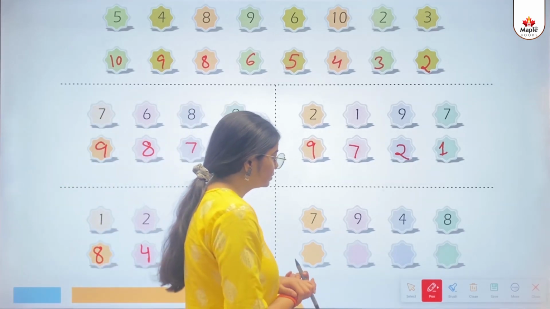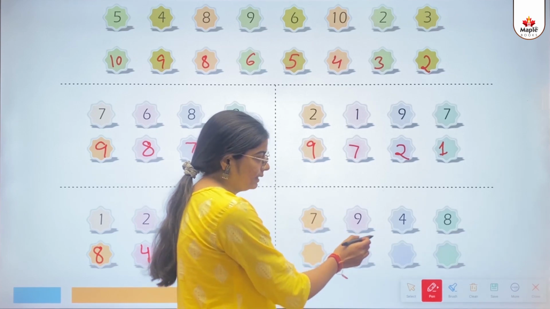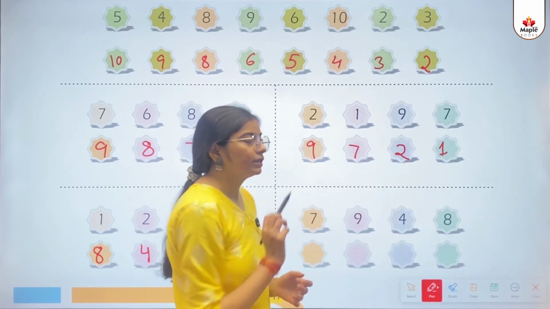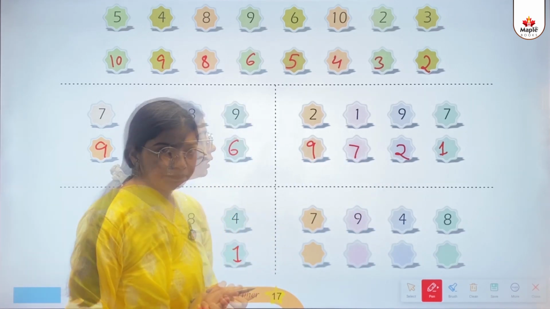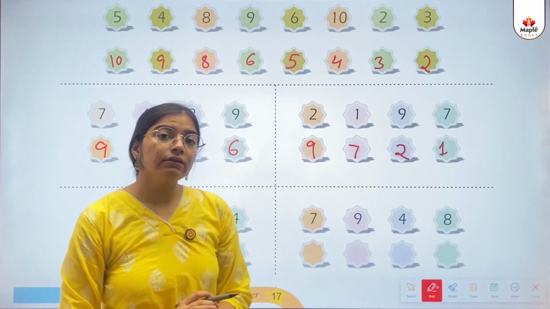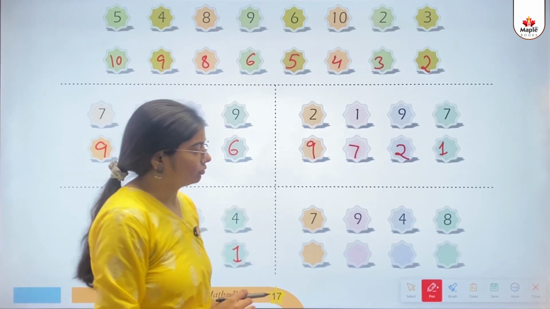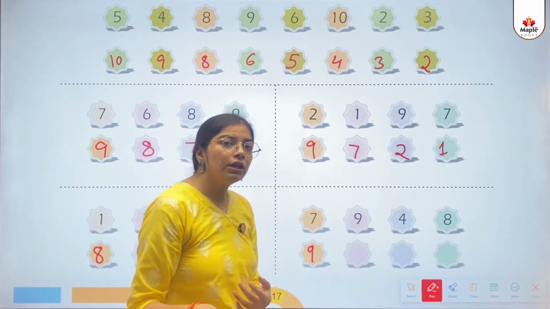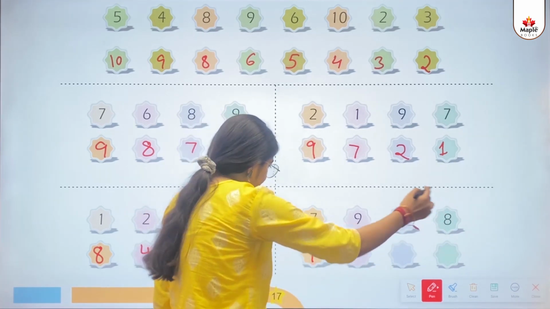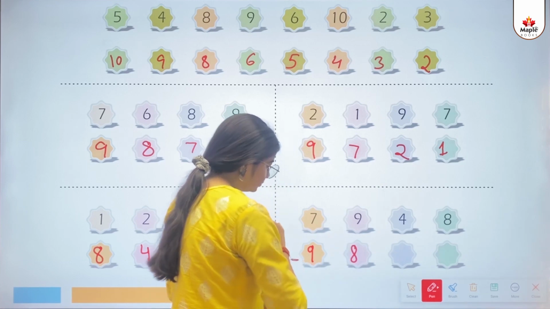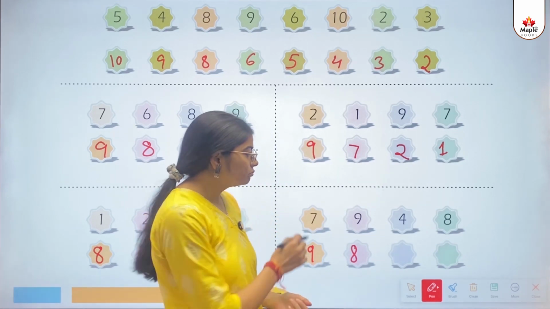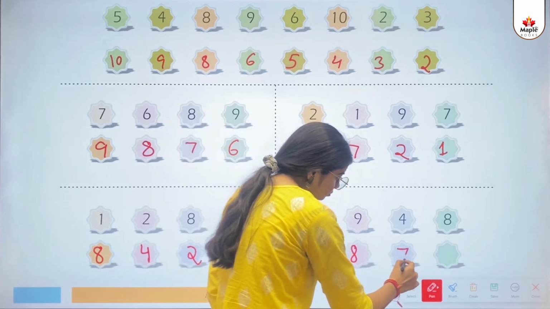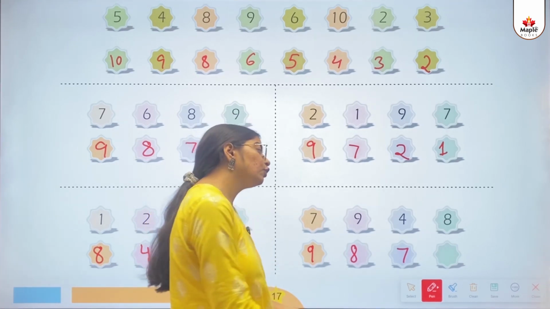In this part, 7, 9, 4, 8. These numbers are written here. Which one is the greatest one? 9 is the greatest one. Then, the smaller one, 8 is the smaller one. Then, 7 is the smaller one. And then the smallest one is 4.